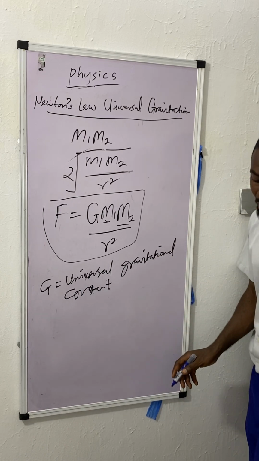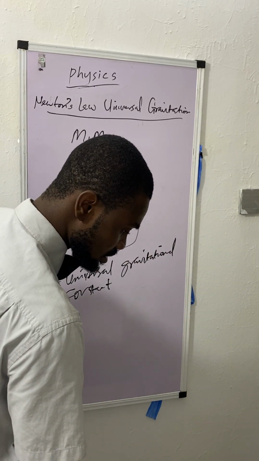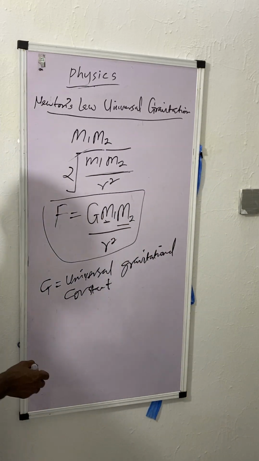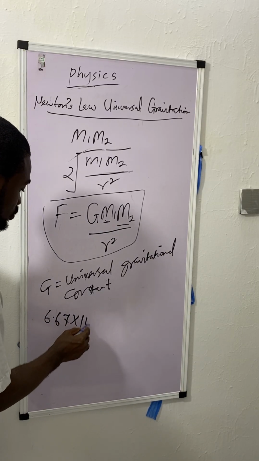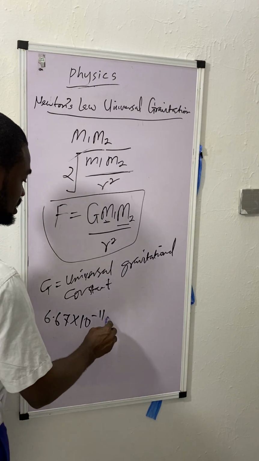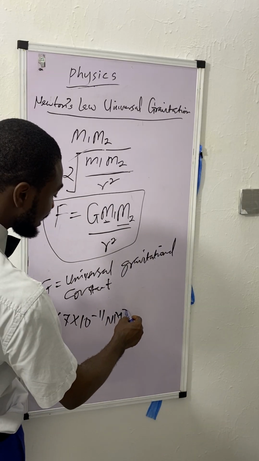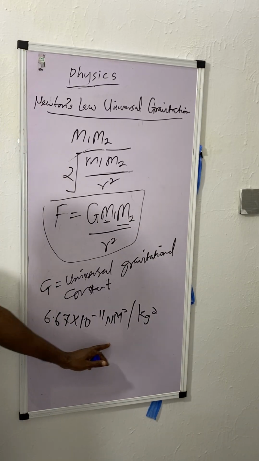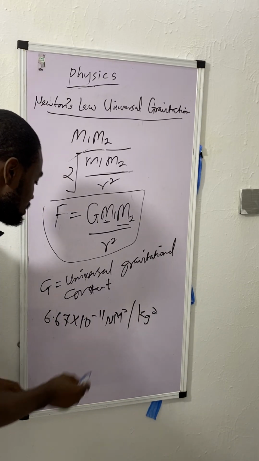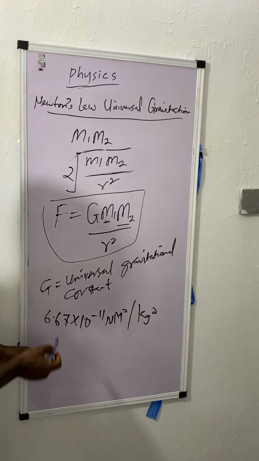The universal gravitational constant is given as 6.67 times 10 raised to the power minus 11, with unit Newton meter squared per kilogram squared. This is the universal gravitational constant, represented as capital letter G.